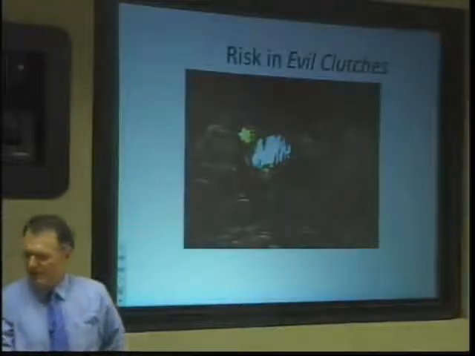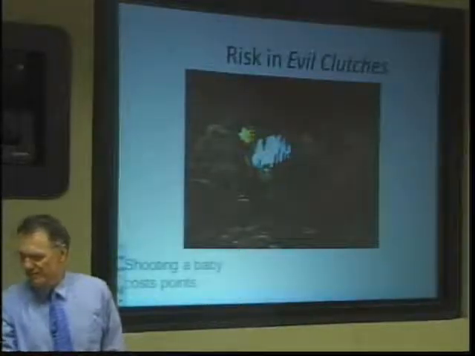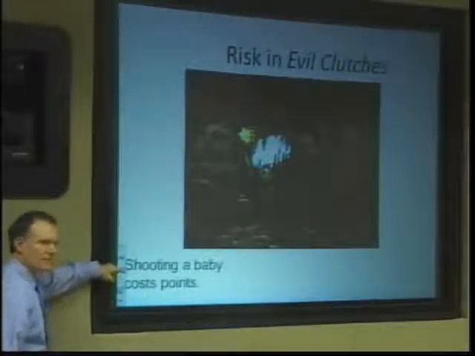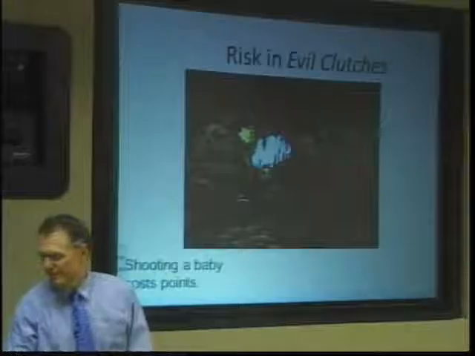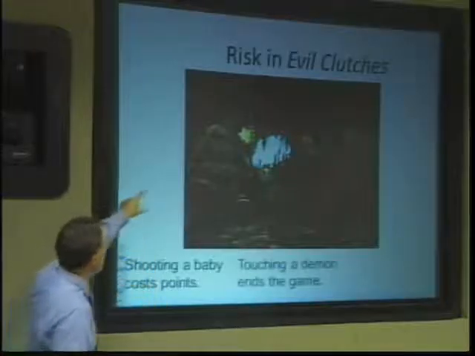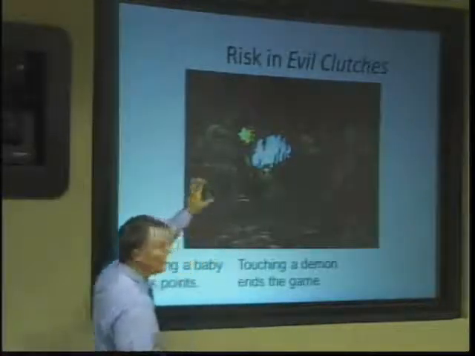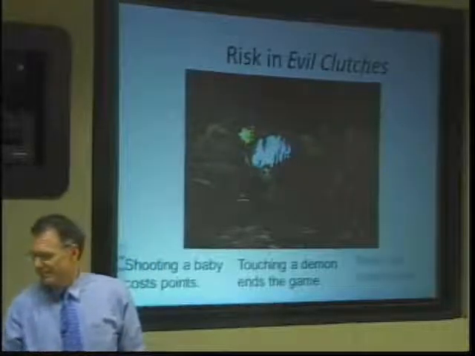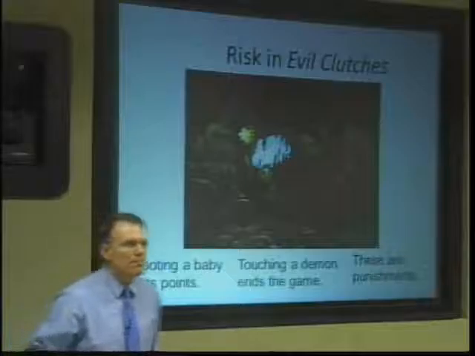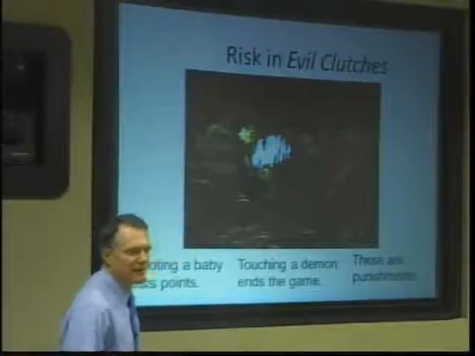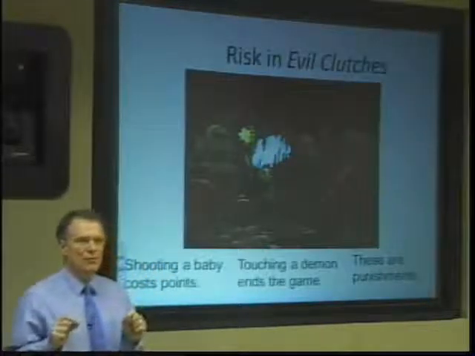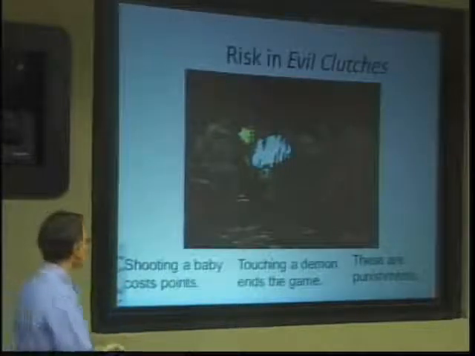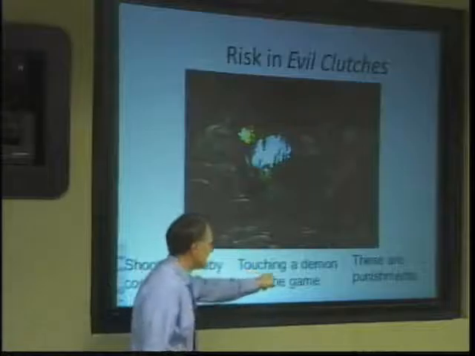Let's talk about risk and evil clutches. If you accidentally shoot a baby, it costs you points. That's a risk. Touching a demon with your dragon's body ends the game. That's it, you're dead. And those are both punishments. When you're risking something, you're risking being punished by the game. Losing points, ending the game.